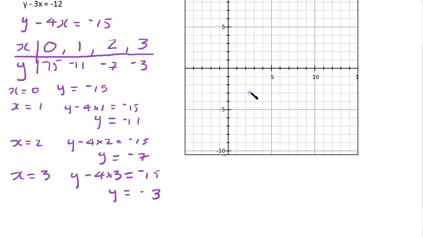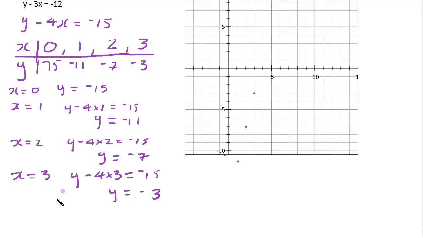So we have some points, so we can now plot those points. Well, 0, minus 15 is not going to fit on, and 1, minus 11 is actually just off the graph about there. So let's move to 2, minus 7. So 2, minus 7 will just be there. And 3, minus 3 will be there. And so we've got at least 2 points.